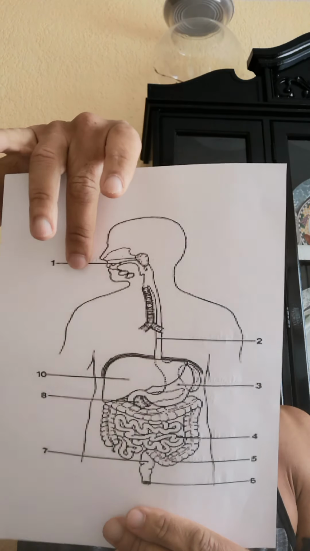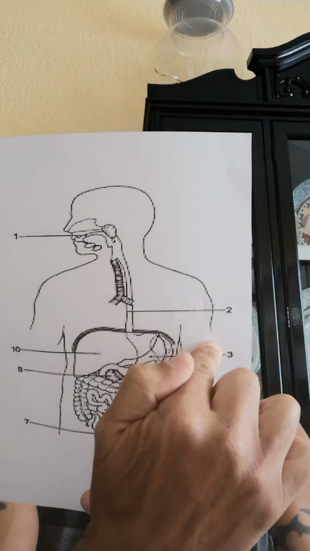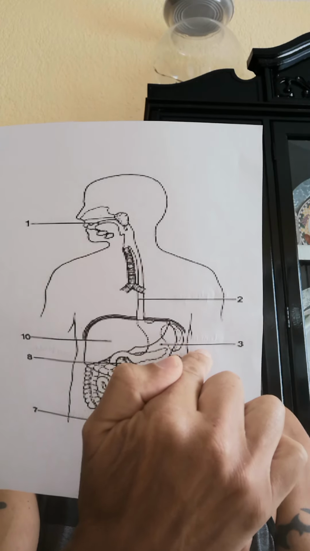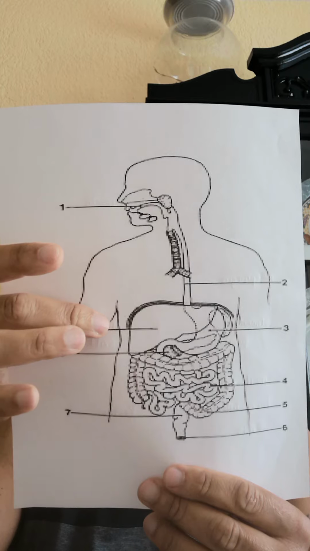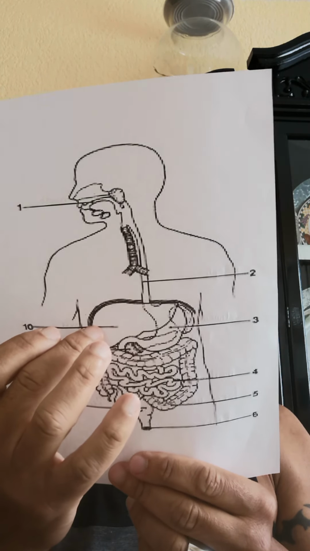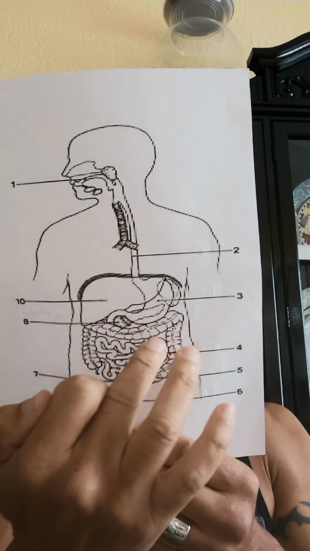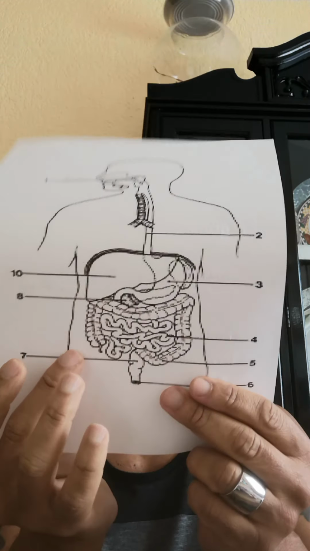So here, the first part is the mouth. Then we have the esophagus here. The stomach is in this area, and right below the stomach, you find the pancreas. You have the liver, the gallbladder, which is underneath the liver. You have the small intestines, the large intestines, the rectum, and the anus.